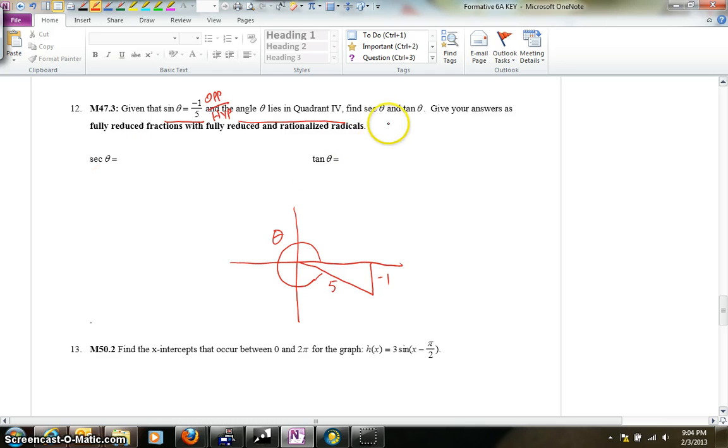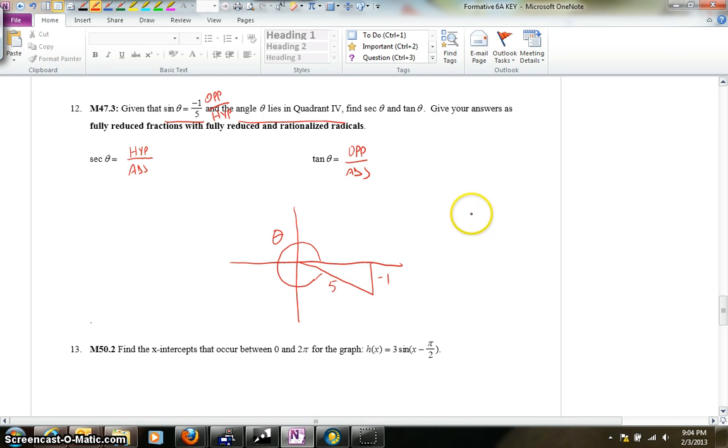Both secant and tangent require the adjacent side. Secant is the reciprocal of cosine, and so it would be hypotenuse over adjacent. And then tangent obviously is opposite over adjacent. And so we just need this adjacent side.